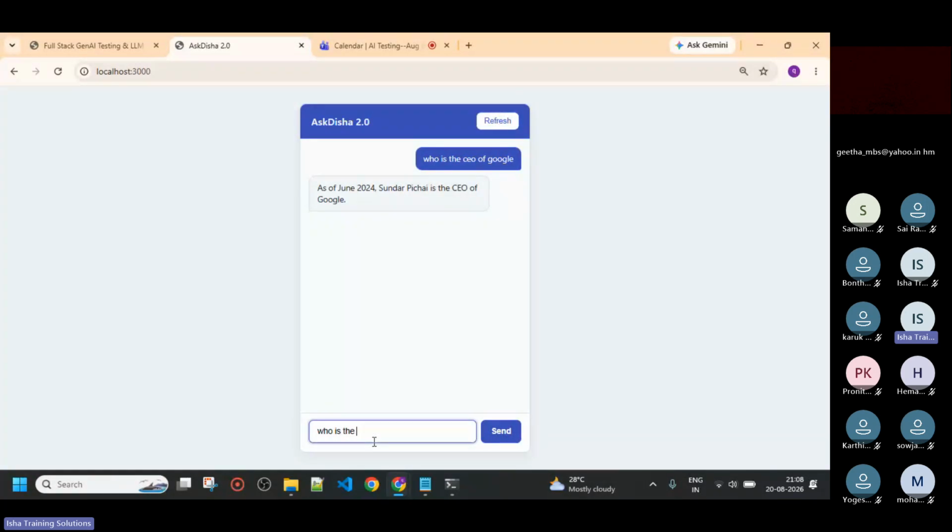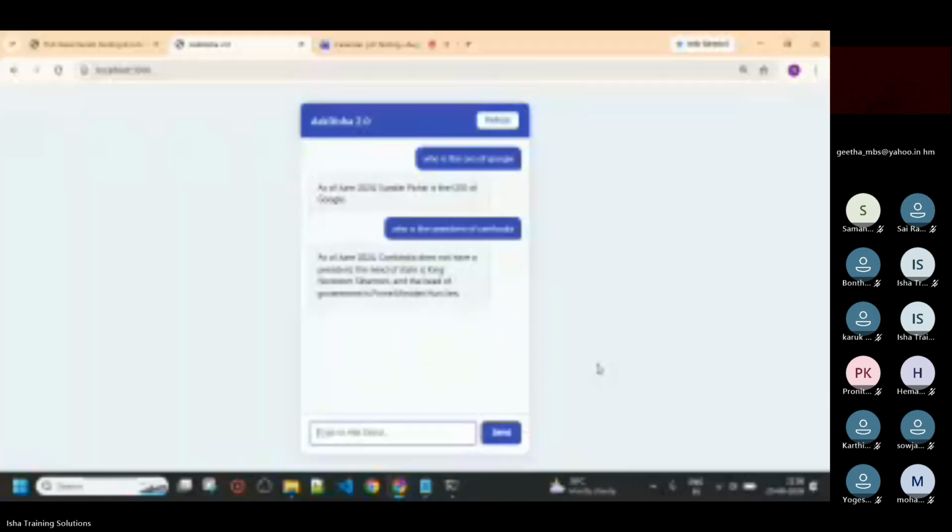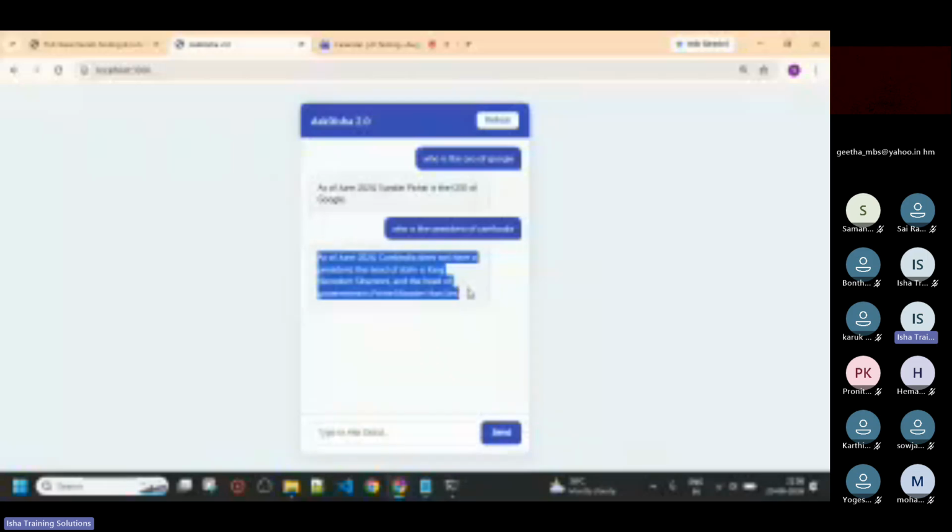If I ask who is the president of Cambodia, just I will ask. See, I don't know who the president is, but it is confidently giving the answer. Now, how are we going to test this as a tester? In the final chapter, we are going to learn how to check accurately whether this is the correct answer or not.